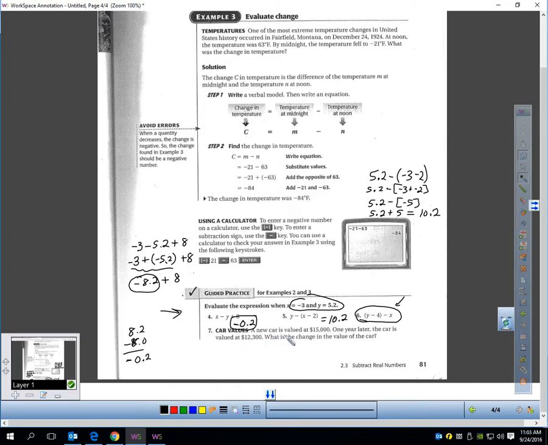Car values. A new car is valued at $15,000. 1 year later, the car is valued at $12,300. What is the change in the value of the car? Okay, well, $15,000 minus 12,300 is what I need to do. That would be $2,700. Okay. The change would be the value. I should designate a direction. The price, maybe I should write this, the price dropped, or the value dropped $2,700. Okay.